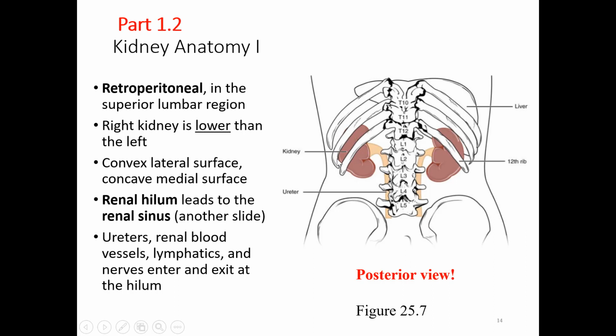Kidneys have a convex lateral surface and a concave medial surface. They are bean-shaped. And the renal hilum leads to the renal sinus. The difference between those two I will explain in one of the next slides. But what exactly enters each kidney? Ureters, here they are, and also renal blood vessels, renal artery and renal vein, lymphatic vessels, and nerves.